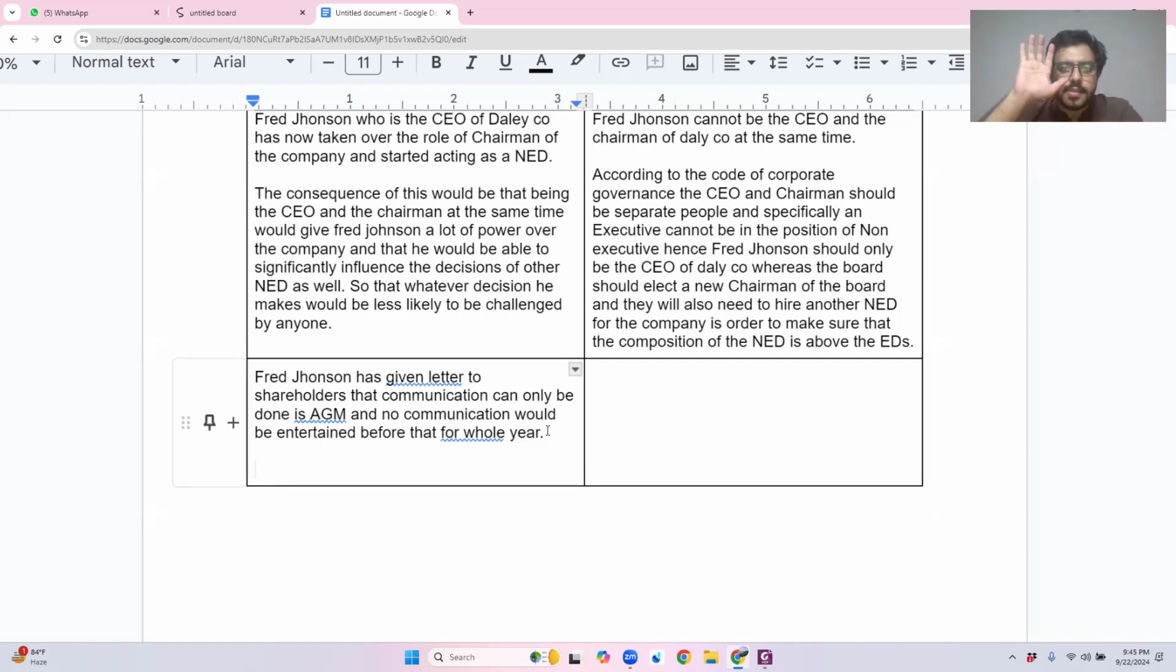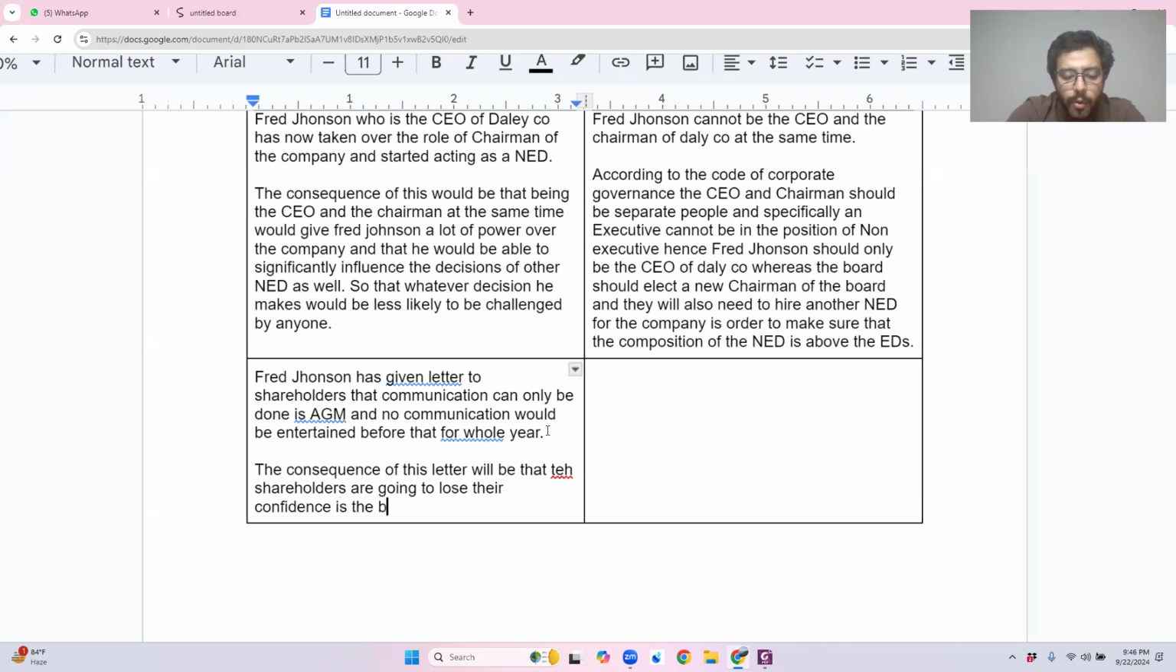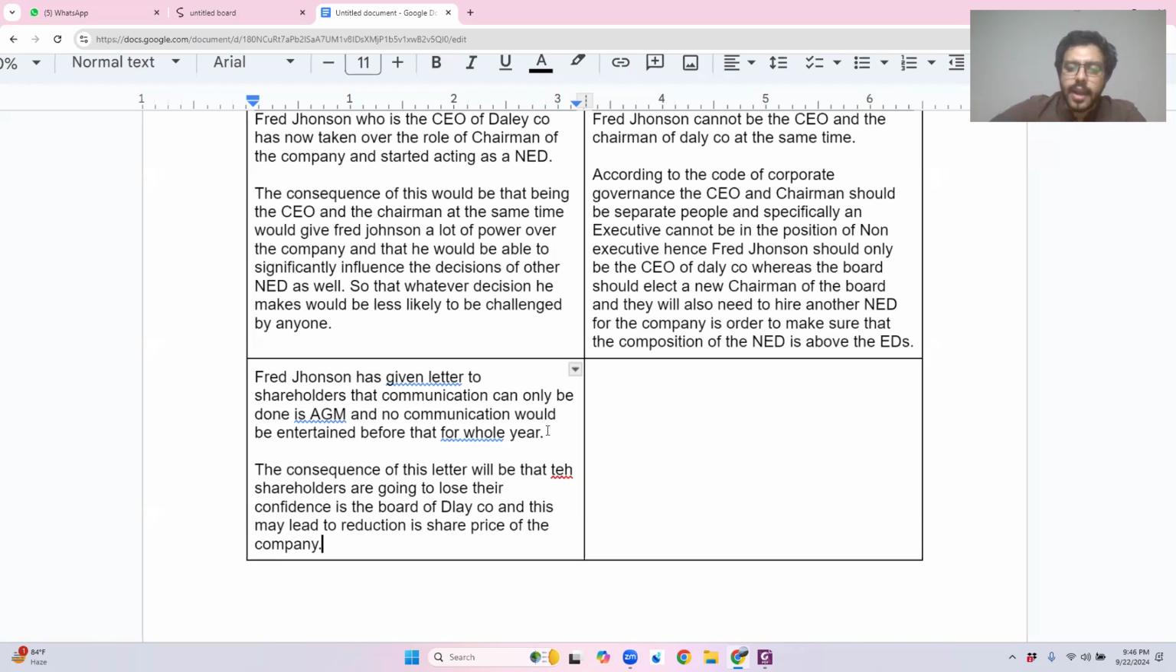Now let's move towards the rocket science and give what is going to be the consequence. The consequence of this mistake is that the shareholders will lose trust. The consequence of this letter will be that the shareholders are going to lose their confidence in the board of Daley Corporation, and this may lead to a reduction in the share price of the company. That's it. That is going to be the consequence.